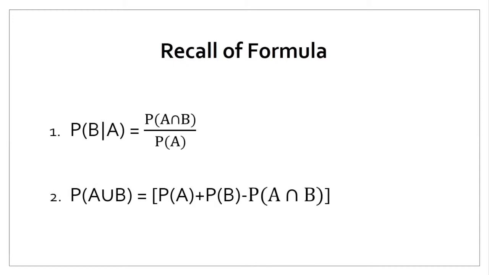Hello, my name is Chichi Kin, and I'm now going to talk about Mock 4, question 2. Before we try to solve question 2b, part 1, we need to recall 2 formulas that we learned from the lecture. The first formula is probability B given A equals probability A and B divided by probability A. The second formula is probability A or B equals probability A plus probability B minus probability A and B.